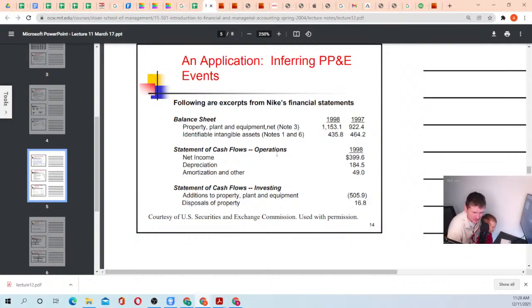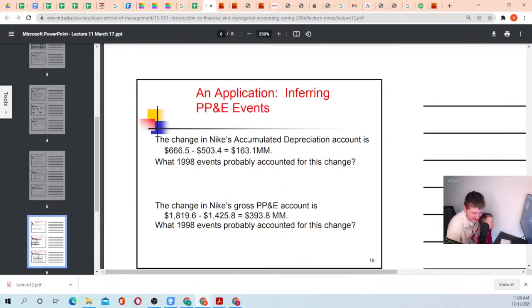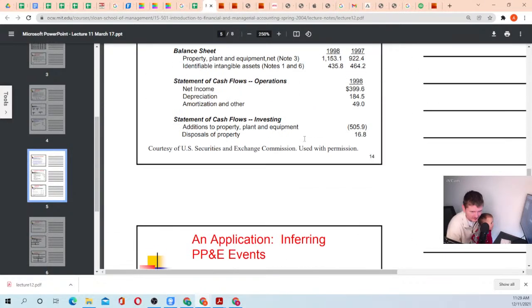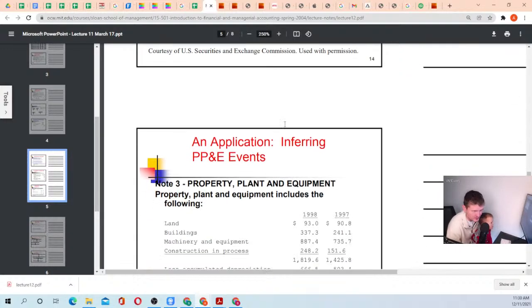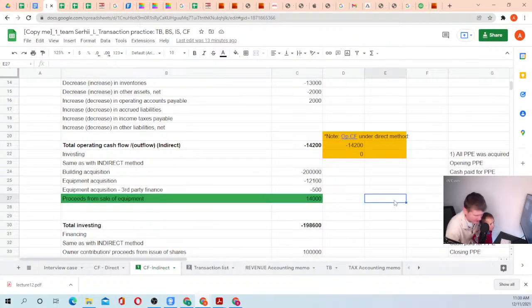Okay, so what they are trying to say here is that having some balance sheet and income statement and cash flow information, we can figure out the rest. For example, if we want to calculate the amount of net book value of disposals, and we did such exercise for cash flow statement. Let's see here.